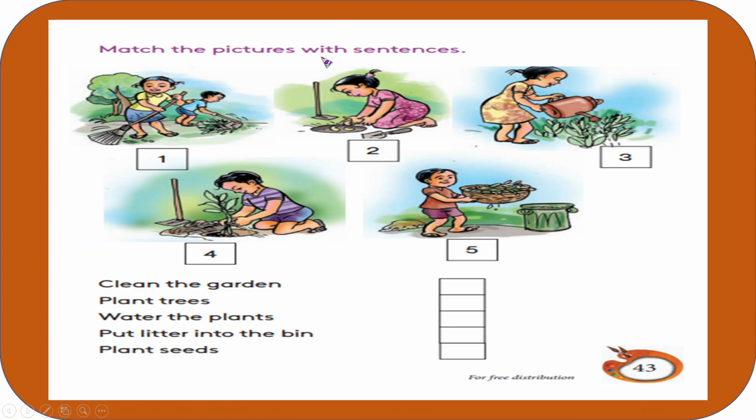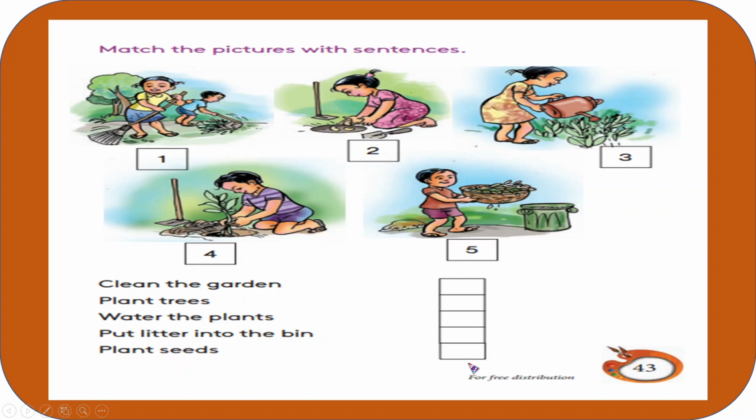Match the pictures with sentences. Picture number 1, clean the garden. 2, plant seeds. 3, water the plants. 4, plant trees. 5, put litter into the bin.